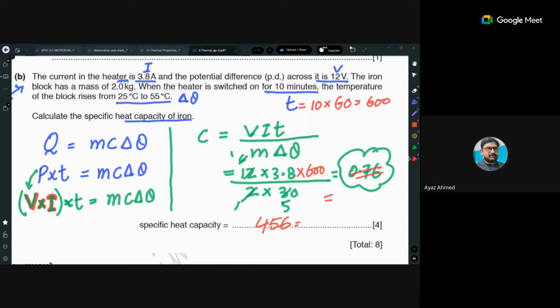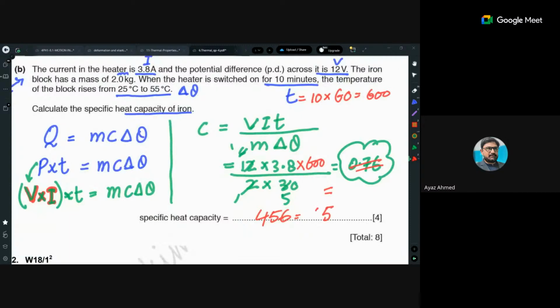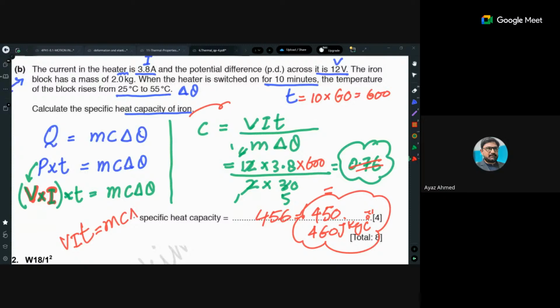Every number is in two significant figures, so you will write 450, or you can also write 460 because that is also two significant figures. And the unit will be joule per kg per degree centigrade. Okay? So what we learned from this question is that if we have voltage and current, instead of Q equals mc delta theta, we will directly use VIt equals mc delta theta. Okay?